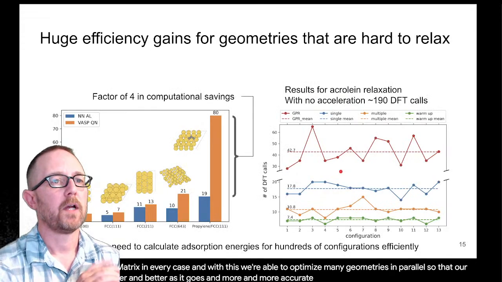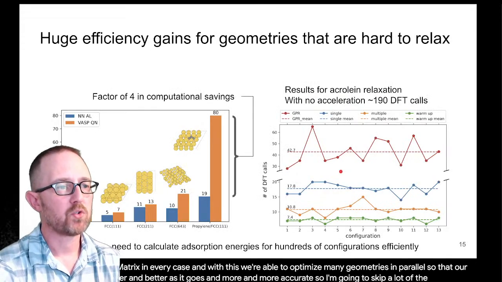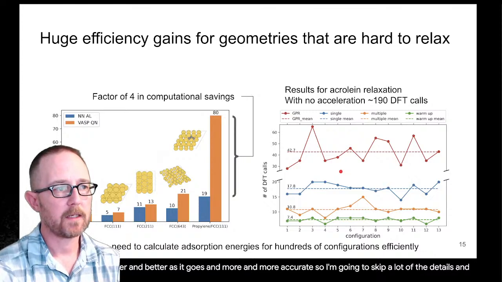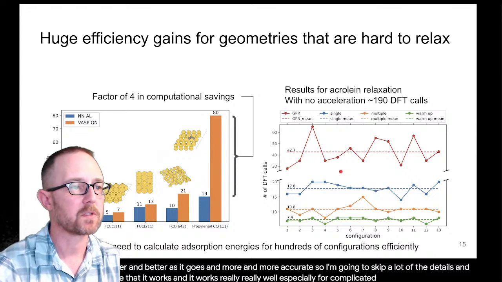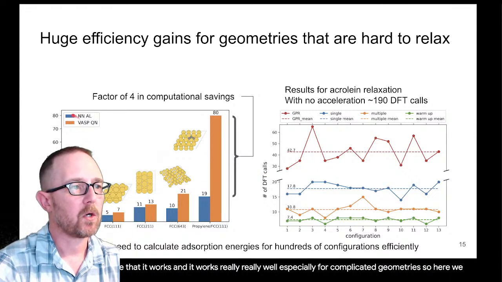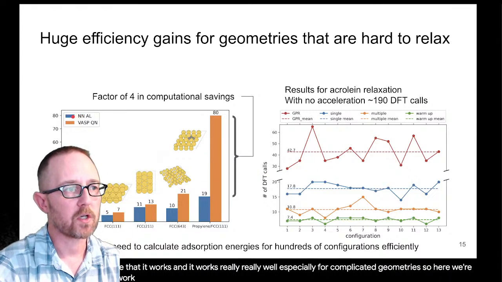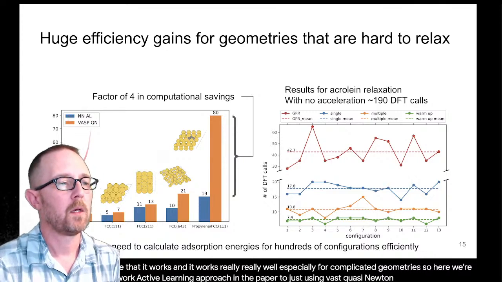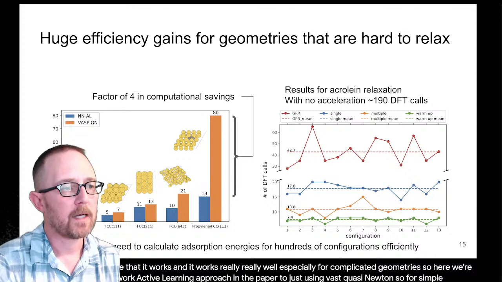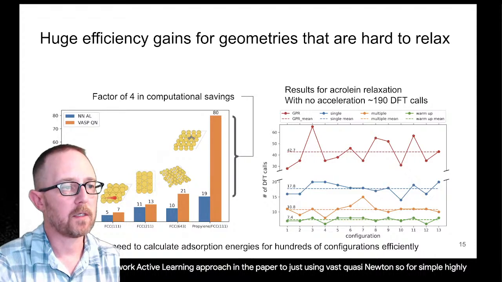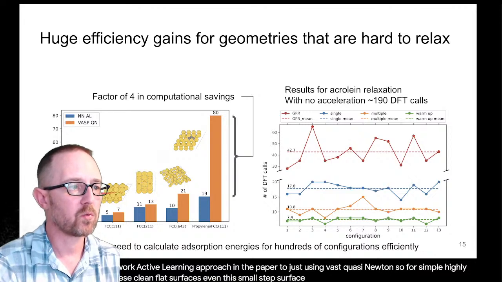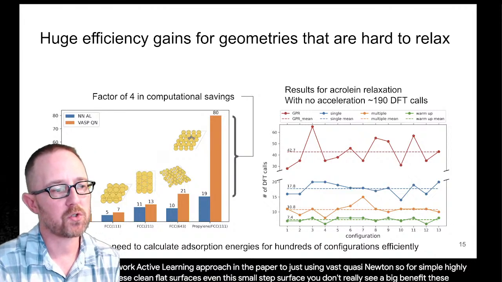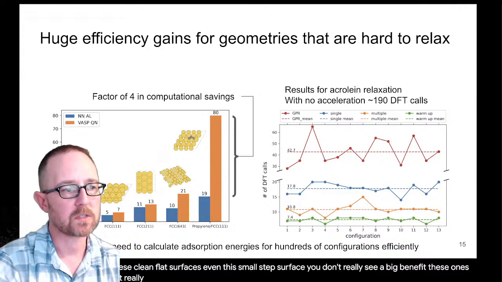All right, so I'm going to skip a lot of the details and mostly convince you, I hope, that it works. And it works really, really well, especially for complicated geometries. So here we're comparing the neural network active learning approach in the paper to just using VASP quasi-Newton. For simple, highly symmetric systems like these clean, flat surfaces, even this small step surface, you don't really see a big benefit. These ones are so easy to do, you don't really need to accelerate them.